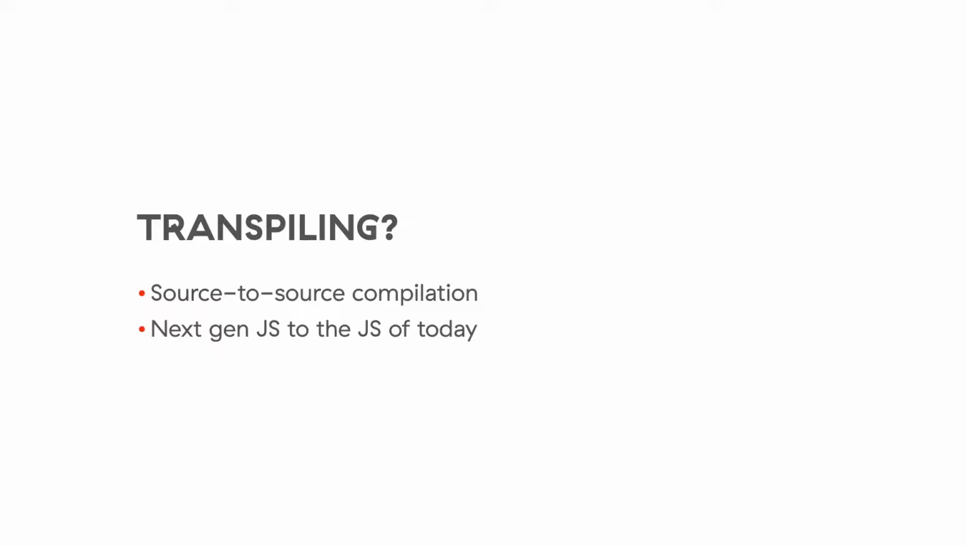And in this case, we are compiling the JavaScript of tomorrow into the JavaScript of today, so we can run it everywhere. Worth mentioning here are also source maps. They allow us to map our source code to the transpiled source code, so it's easier to develop. And it works for JavaScript and CSS.